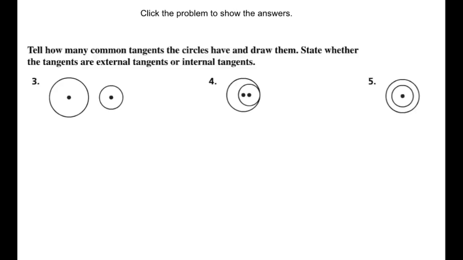So now here's a couple that I want you to try out and see how you can do. So you'll notice that you're given the center of the circle by the black dots. So here they're not overlapping at the center, and here, since there's only one dot, they overlap at that center. So see how many tangents you think that they have.